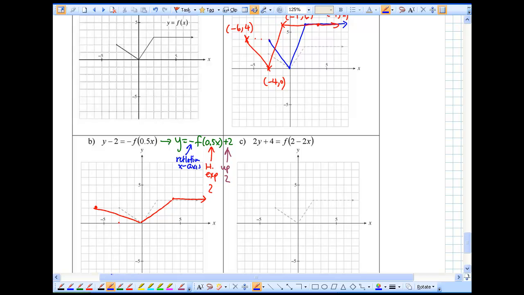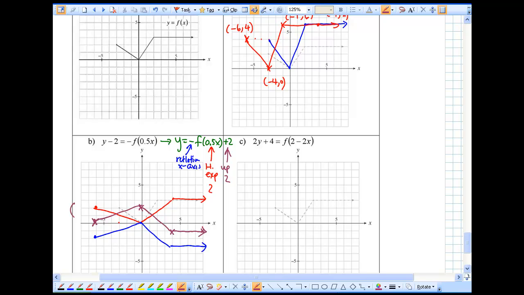Then I need you to reflect it in the x-axis. So reflection means take all the y values and make them negative. That's 3, -3. Here we go. And then last but not least, go up 2 units. So I'm going to take every point, go up 2, up 2, up 2, up 2, connect the dots. There you go.